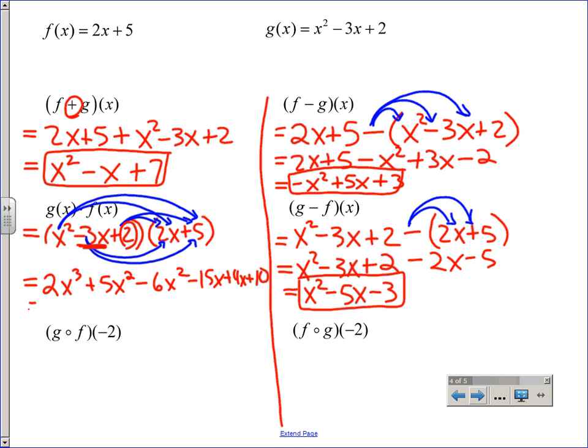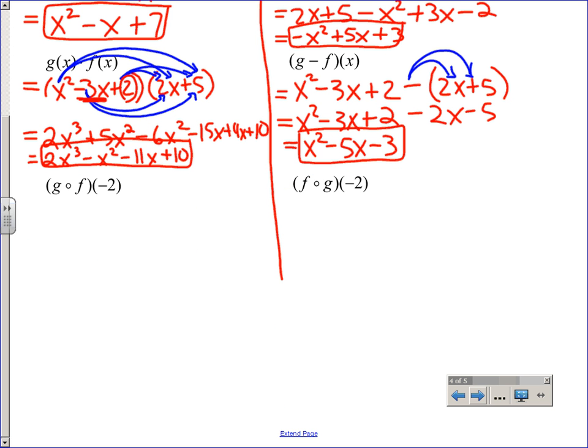Now just add your like terms and keep everything in order. Super easy. I only have one x cubed term. I have 5x squared minus 6x squared. That makes a negative x squared. Negative 15x plus 4x is minus 11x. And then I have a plus 10, and I'm finished. So nothing difficult there. Just make sure you don't skip anything. You've got to do all the parts of it.